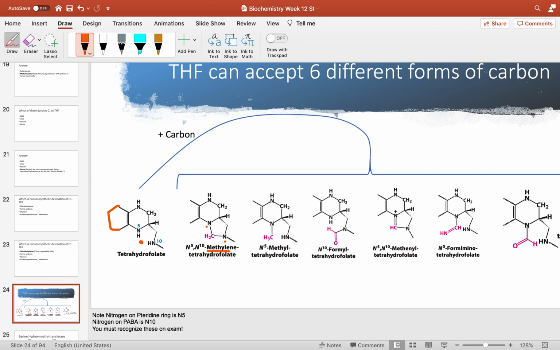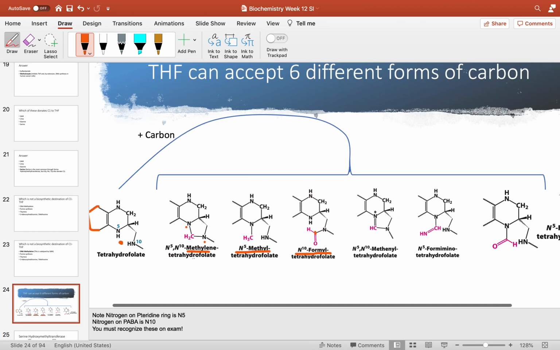The second one over here is just the CH3, which I just said was methyl, right? However, this one only binds to this nitrogen over here, which is the 5th one. So this is N5 methyl. This third one over here, this carbon actually is oxidized. So we see it's sort of like an aldehyde, and it's bound to this nitrogen on the right side, which is number 10. So this is N10, but instead of calling this an aldehyde, we say formyl. So this is N10 formyl THF. So anytime you see an aldehyde, think formyl.